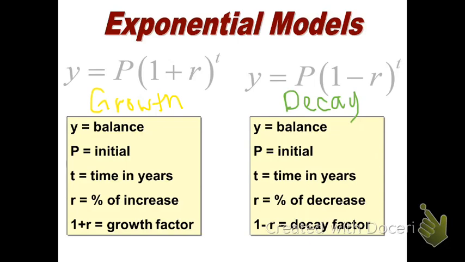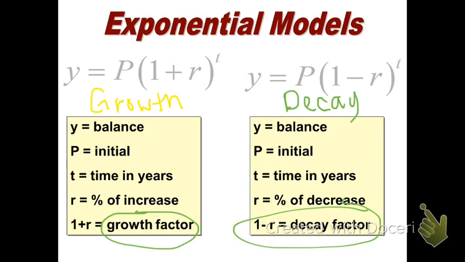You have balance is equal to y. P is dealing with your initial amount, okay? Start value is another way to say it. T is, we know, always time in years, dealing with your exponent. R is the percentage of increase. Now, in this case right here, it's not going to give you a rate, but it's going to give you a percentage, okay? And then 1 plus R is your growth factor, and then 1 minus R is your decay factor, okay? So let's do some examples real quick, all right?